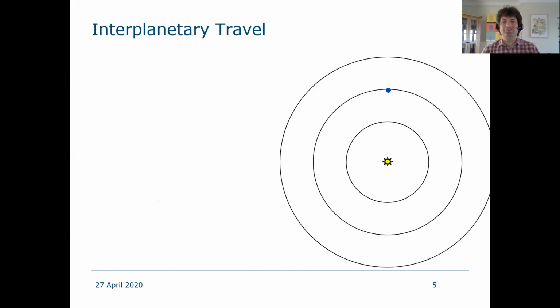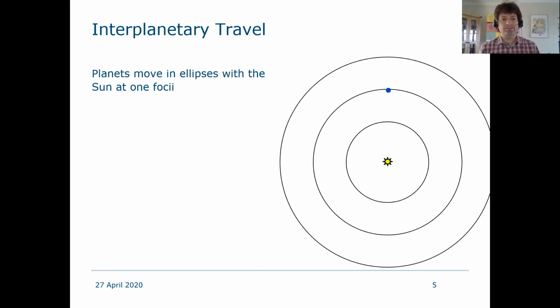So this leads us on to start to think about interplanetary travel. Once we can scale the solar system, we can start to think about how we go from place to place. And we're going to talk about interplanetary travel in this session. Then we're going to move on to results from Venus in the next session and Mars in a subsequent session.